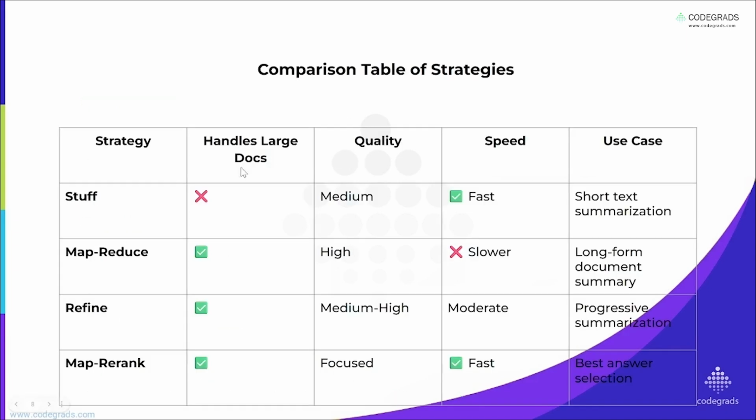Now, in comparison of stuff, map reduce, refine, and map rank, for the handling of large documents stuff cannot do that, while the other three can.